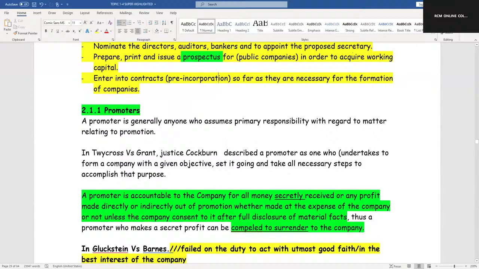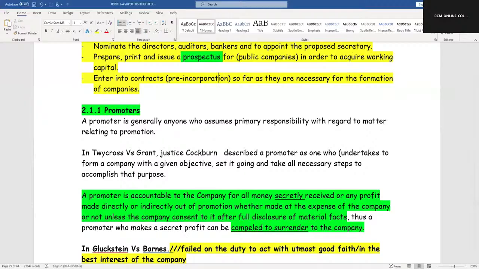So according to this ruling here under Cruz versus Grant, a promoter was described as a person who undertakes to form a company with a given objective, set it going, and take all necessary steps to ensure that this one has actually been accomplished for the company to come into existence.